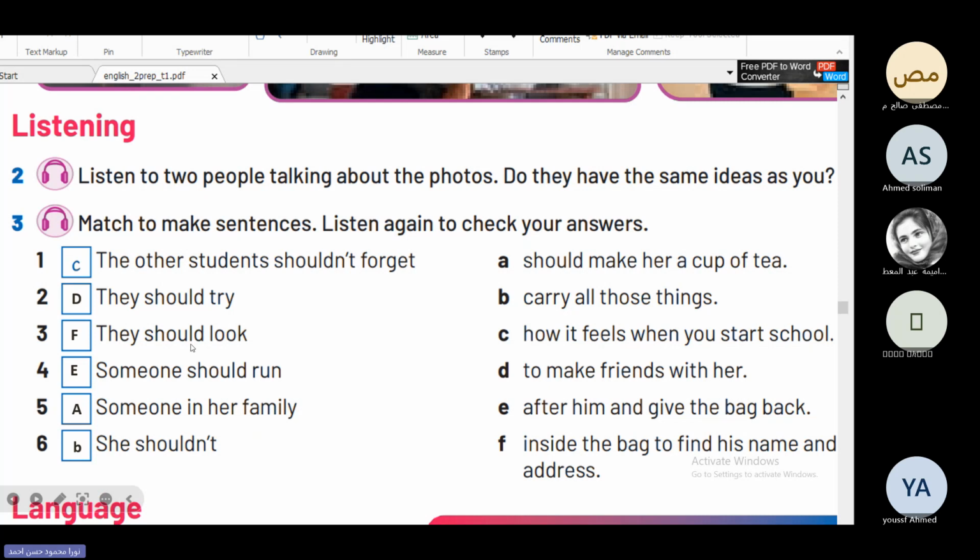They should look inside the bag to find his name and address. Of course, this is about the man who forgot his bag. Someone should run after him and give the bag back. Someone in her family should make her a cup of tea because she looks tired. She shouldn't carry all those things. And this is about the last photo here.